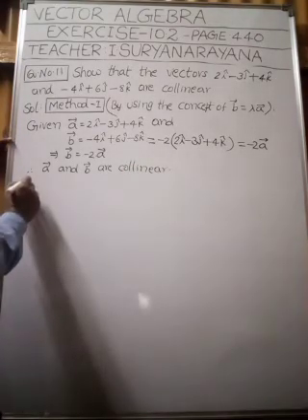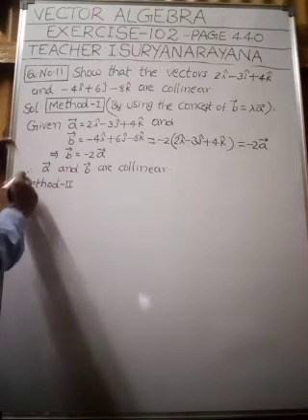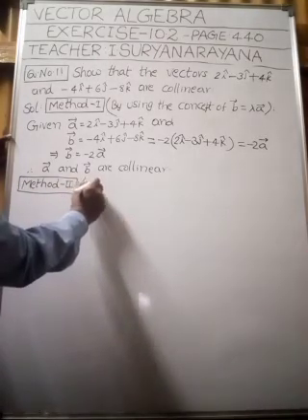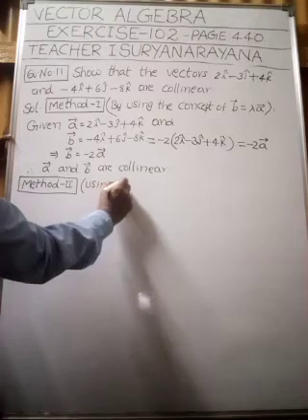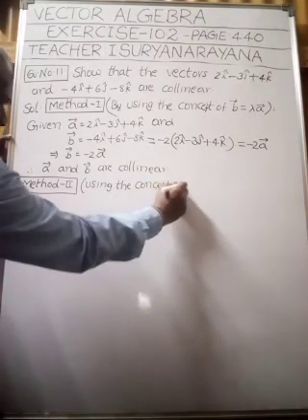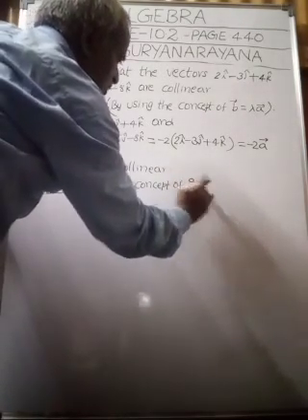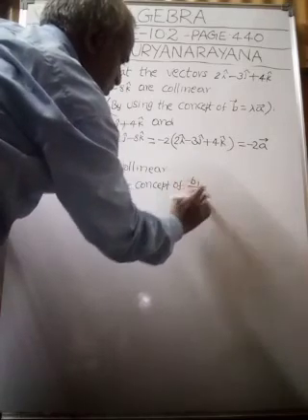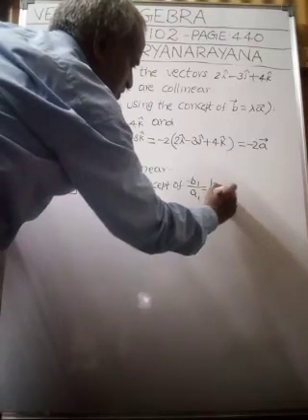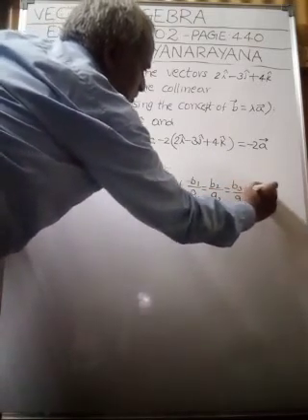Right. Method 2. In this method, I will be using the concept of a1 by b1 or b1 by a1. b1 by a1 is equal to b2 by a2 is equal to b3 by a3 is equal to lambda.